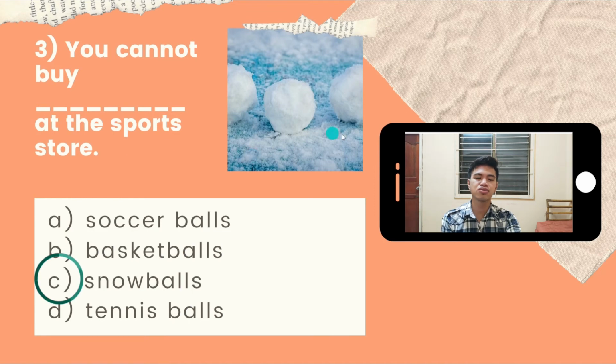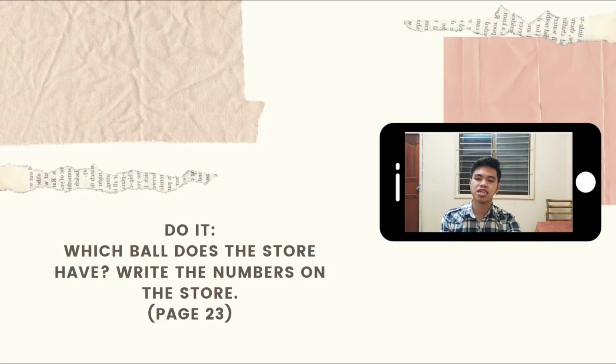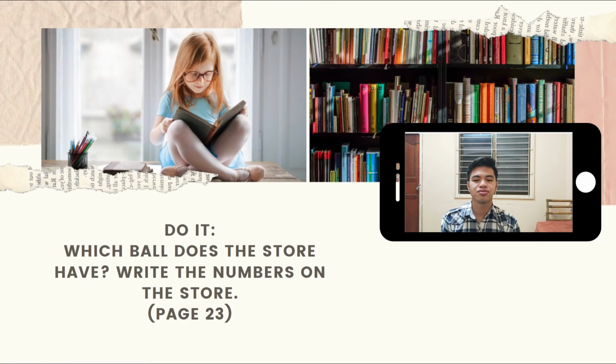So let's go to the next part, which is Do It. So here I want you to open your book still on page 23, okay? And then the question is, which ball does the store have? So you're going to write the numbers on the store.